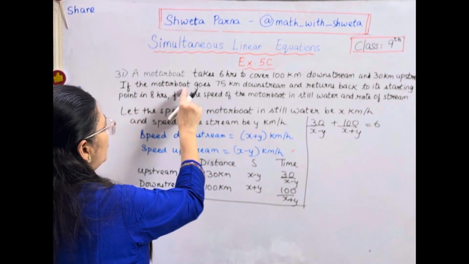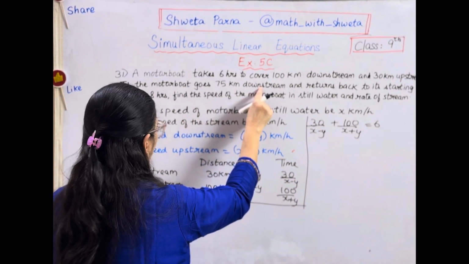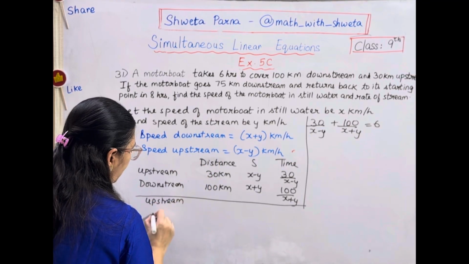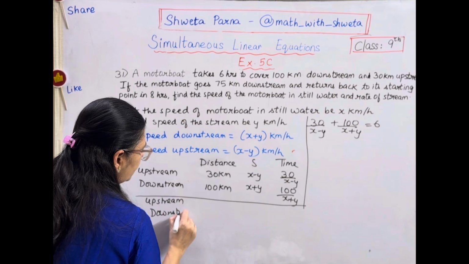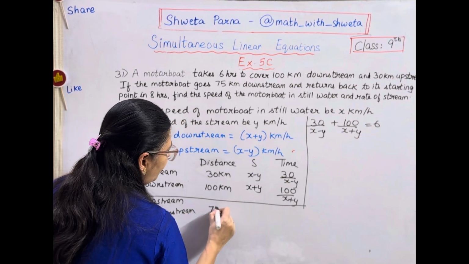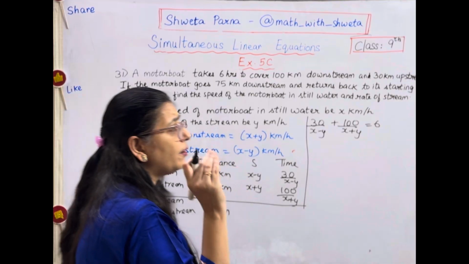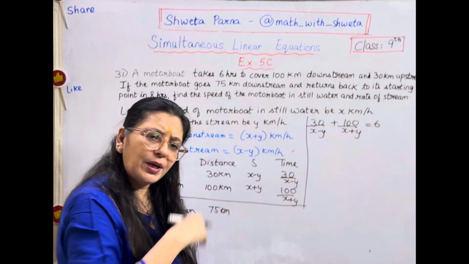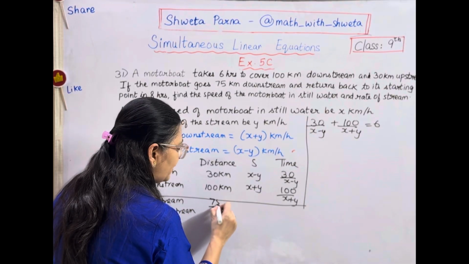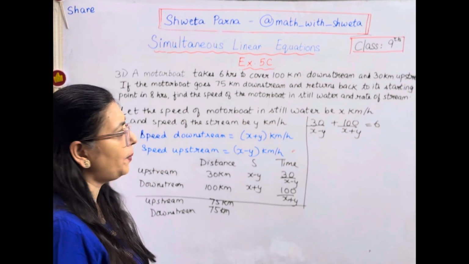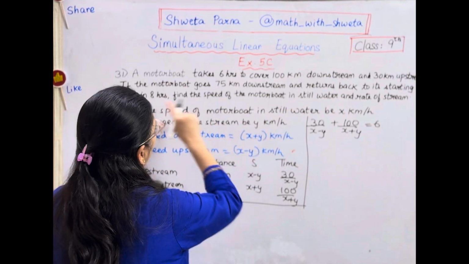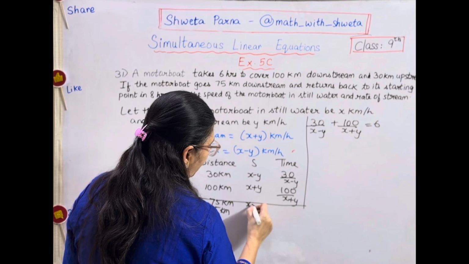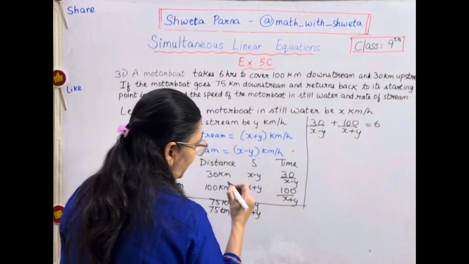Second part. If the motorboat goes 75 kilometer downstream and returns back to its starting point, where it started from, it has to end at the same place. So the distance would be the same. It would be 75 kilometer only, correct? And the total time taken is 8 hours. So upstream the speed is x minus y, downstream the speed is x plus y.